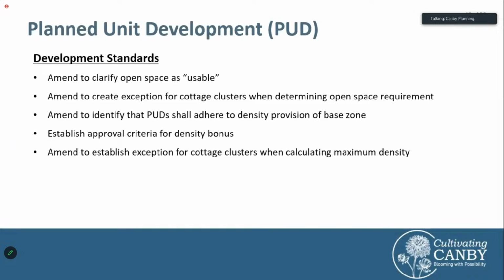So if you have a PUD that's in the R1, and it's 6 units per acre, and it's a 10-acre site, you get 60 units. If you have 60 housing units and 12 cottages, you're okay because you're meeting that density, because cottage units do not count towards that density. Does that scenario make sense?